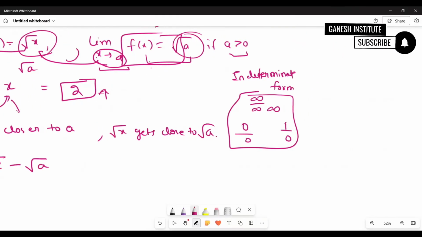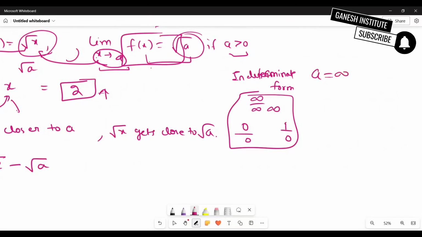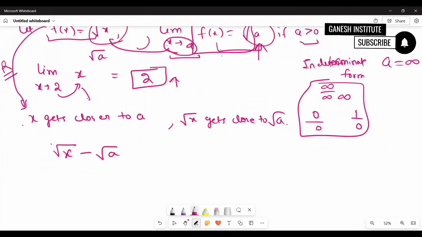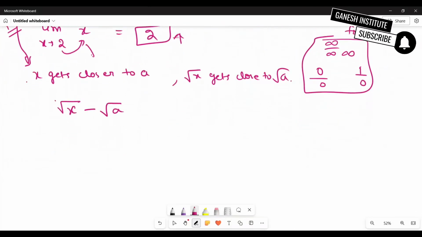Only if a is infinity does it become an indeterminate form, right? The condition is that a is greater than 0. Even if it is greater than 0, but it has an upper bound, it is not so big that it reaches infinity, then I can say that the limit exists. So if I prove that a is lesser than infinity, a is not infinity, it is a very small value, then I'd be able to prove it.